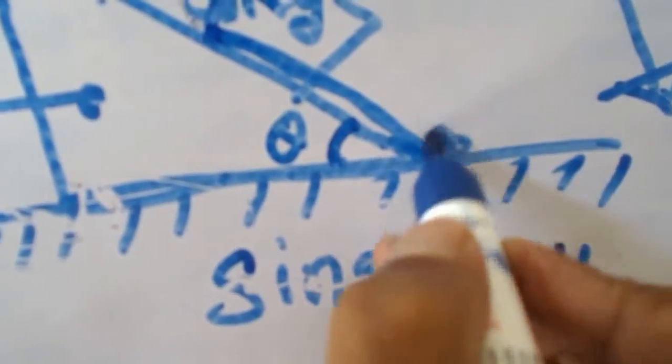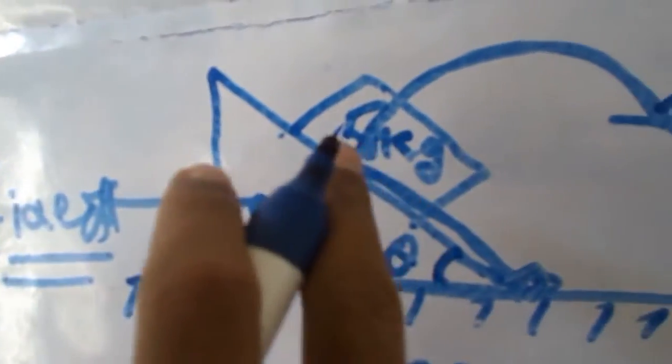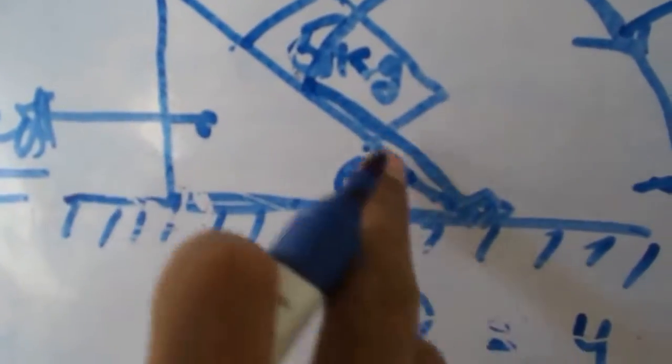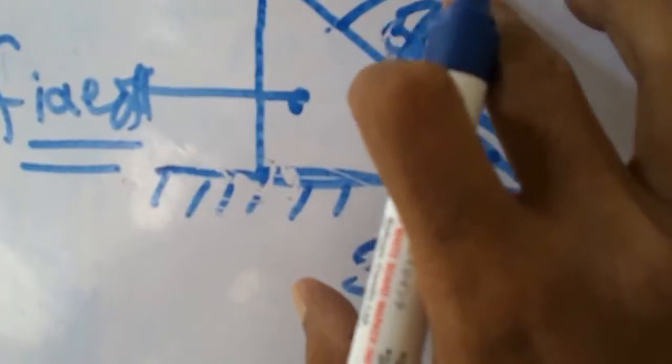This block does not start jumping and reach the ground. It will slide along this direction. So this is the direction of motion. Let me erase all the unnecessary parts.